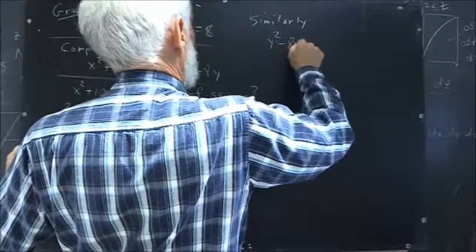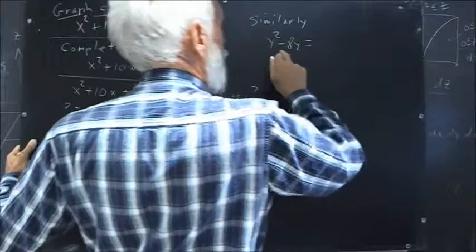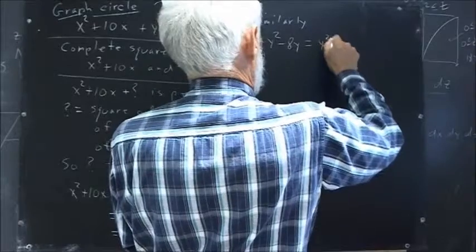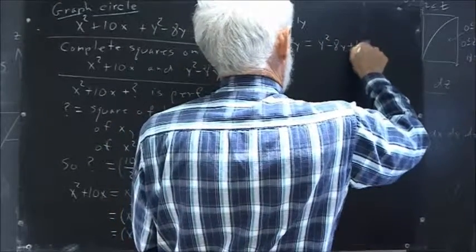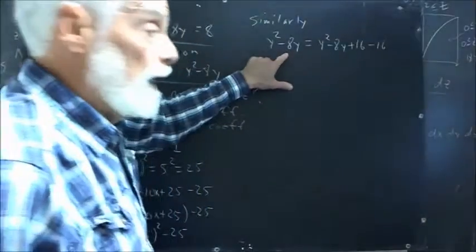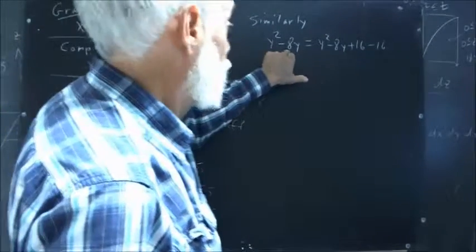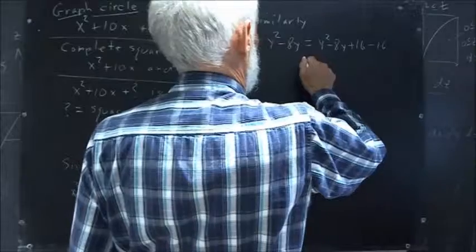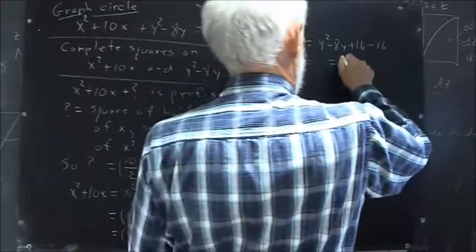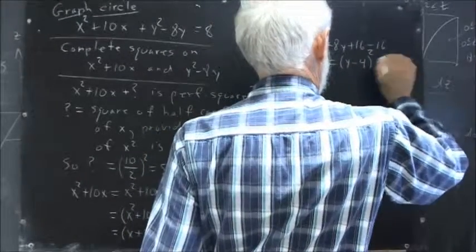Y squared minus 8y can be written as, well, half of negative 8 is 4, square that, you get 16. So we can write that as y squared minus 8y plus 16 minus 16. Again, the 16 comes from taking half the coefficient of y and squaring it. The coefficient of y squared is 1, so it's valid to do that. And then if we go through the factoring, we're going to get y minus 4 quantity squared minus 16.